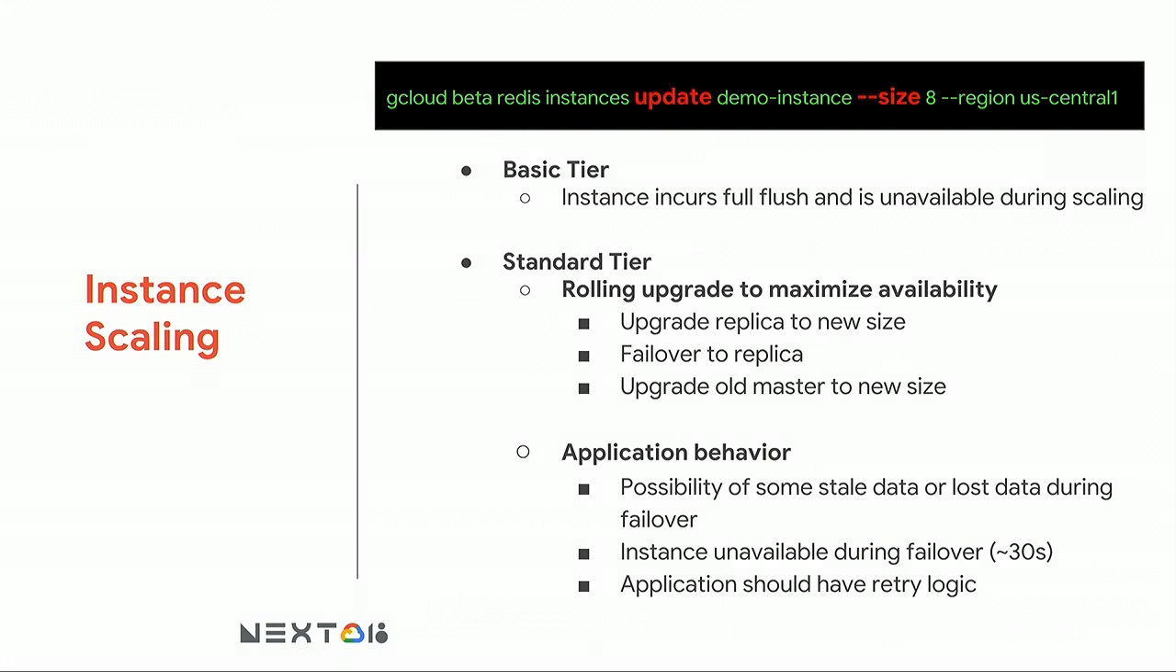a highly available manner. So from an application perspective, what that means is that the only time the application is unavailable if you're using standard tier is when we do the failover. And the failover that we do is actually very quick. It's probably in the 30-second range, and we have some heuristics in the back for replication.